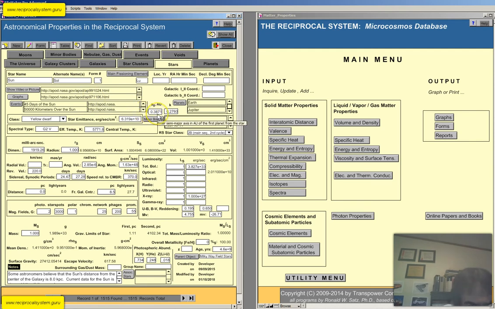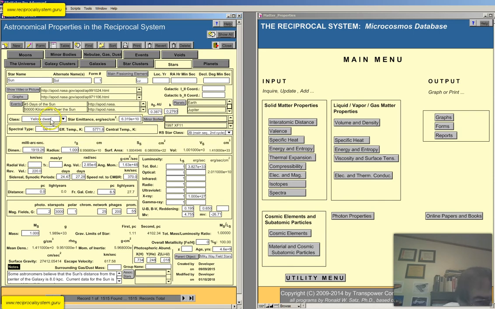The distance in astronomical units is a formula for computing the spacing of the planets. So that's A0 and that's K. That's in astronomical units. I'm not going to go into that today, but that's kind of interesting. We have a formula in the reciprocal system similar to the Bode equation, if you're familiar with that.